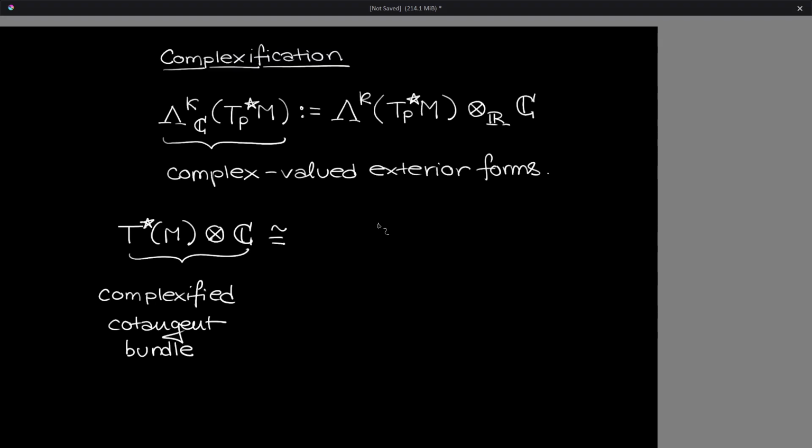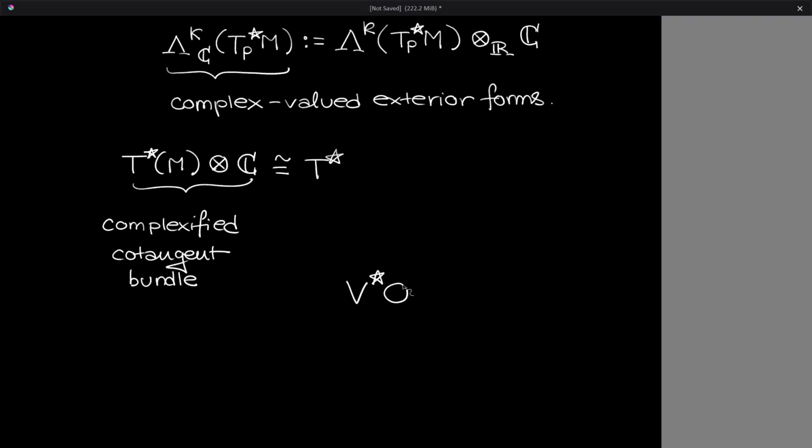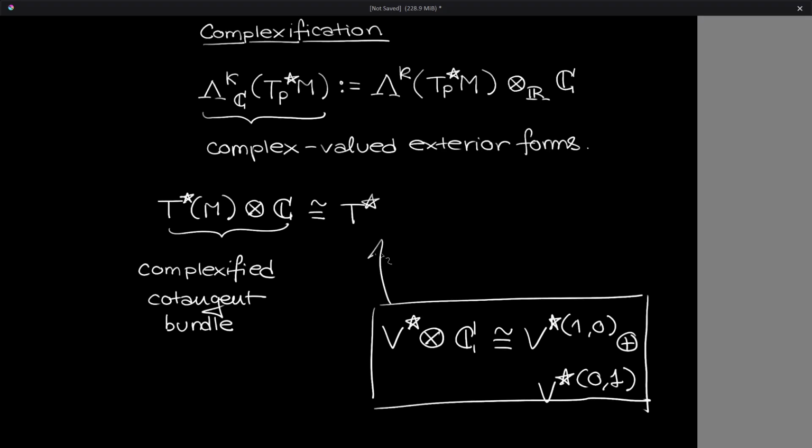So then this is given by, remember, this is where we were doing all of this stuff to decompose V star tensor C, which was isomorphic to V star 1,0 plus V star 0,1. Well, now that's going to pay off. We're going to use this result here.